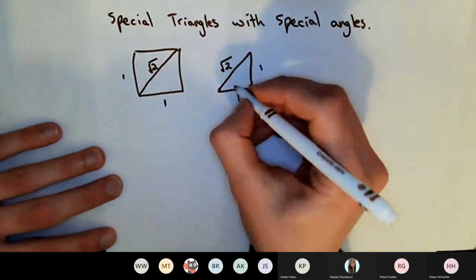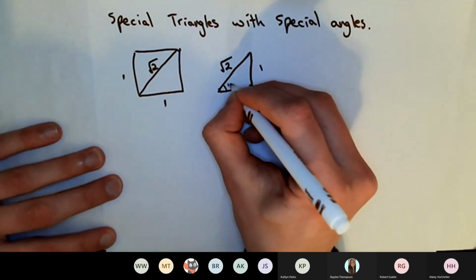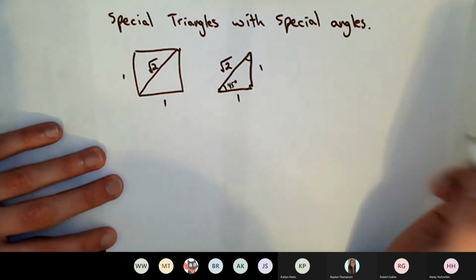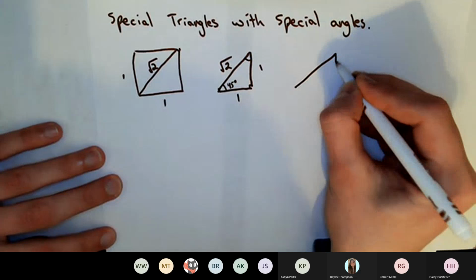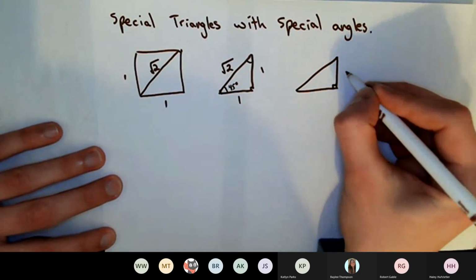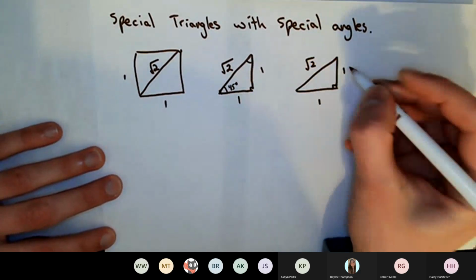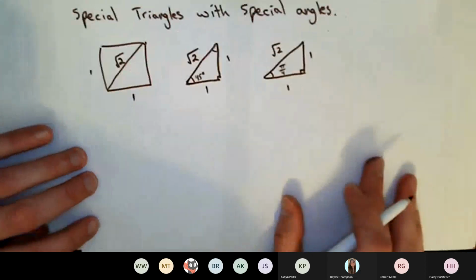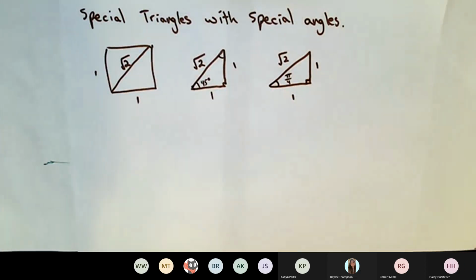And in particular, its angles are 45 degree angles. Now, if it's isosceles, that means both of the angles are the same, right? If I put that in terms of radians, 45 degrees is pi on 4. Hopefully you can see that. That's pi on 4 there. So degrees, radians.